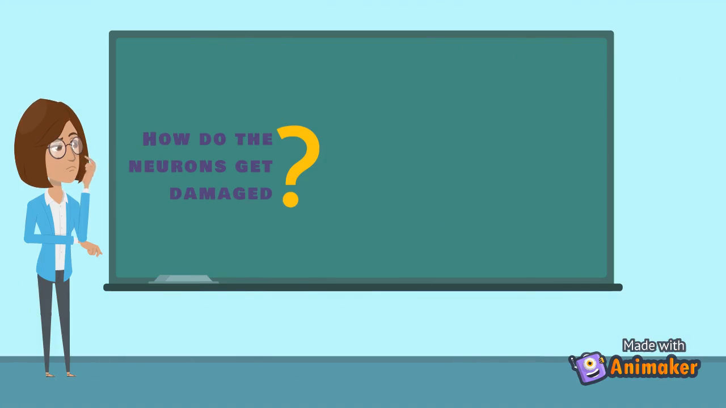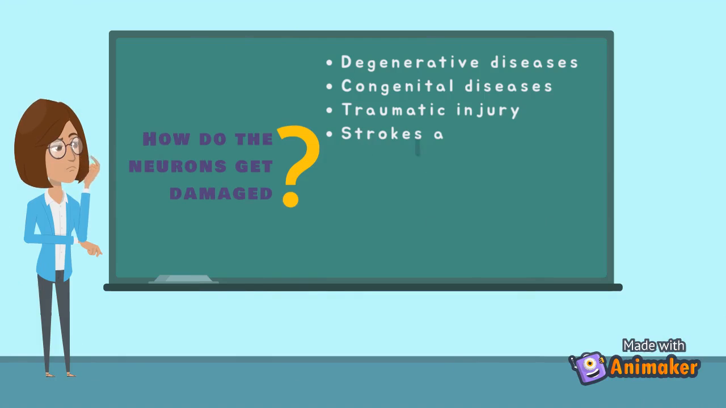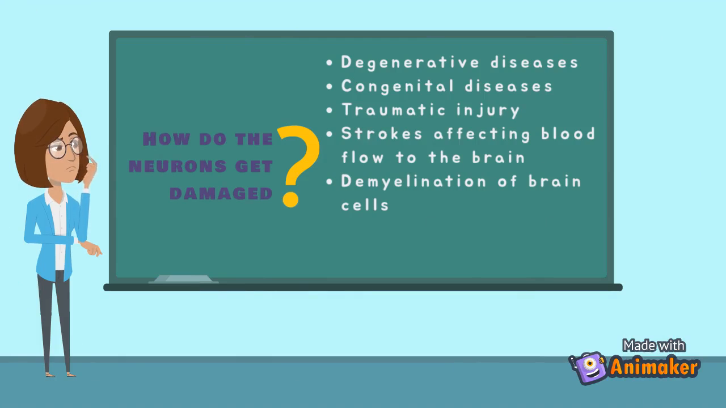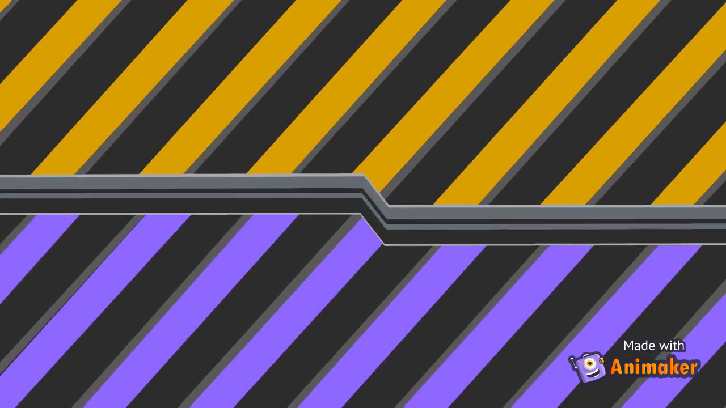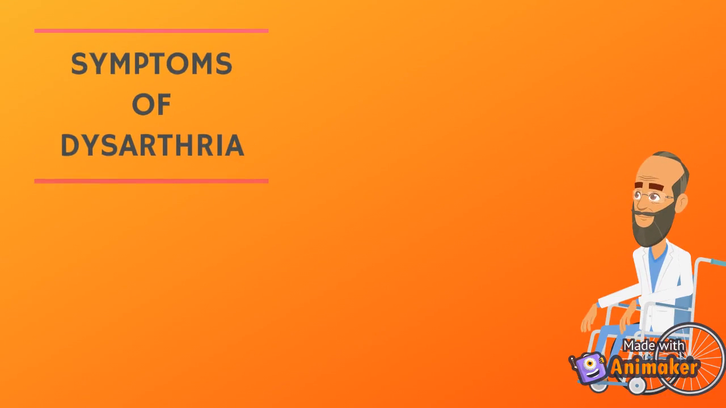How do the motor neurons get damaged? Degenerative diseases, congenital diseases, traumatic injury, strokes affecting blood flow to the brain, and demyelination of neurons can lead to motor neuron damage. As for the symptoms of dysarthria, one of the main symptoms would be muscle weakness or a lack in tone, which would then cause someone to not be able to move their lips, tongue, or jaw very well.